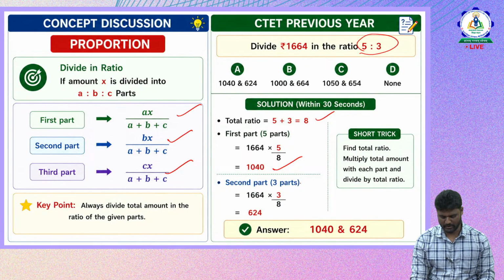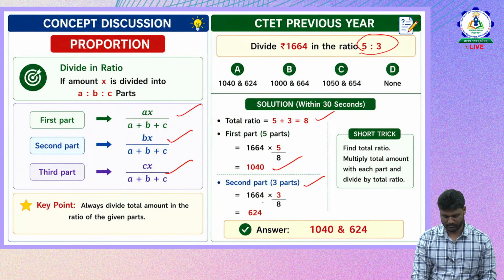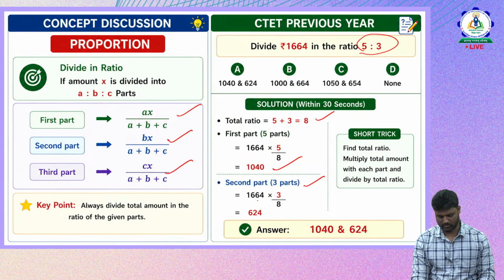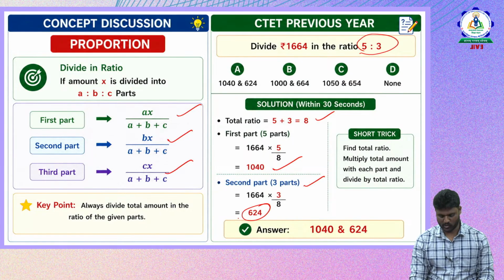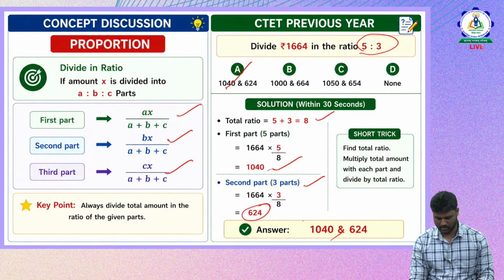In the second part, again, how many parts? There are 3 parts, so that means 3 by 8. This is the formula we are applying here. So 1664 into 3 by 8, we'll get 624. Now what is the value? 1040 and 624. Which option is correct? Option A is the correct option.